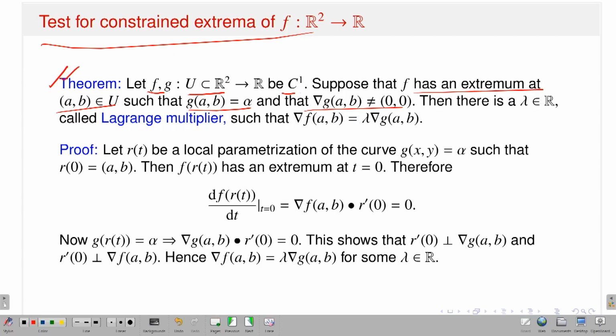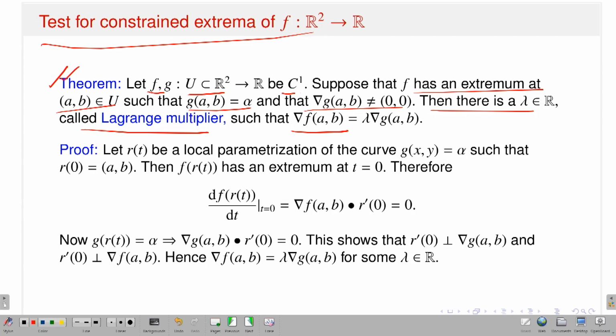So what are the assumptions I have? I have two functions f and g, they are C1, number one. f has an extremum at the point (a, b), with the assumption that the gradient of g at the point (a, b) is non-zero, and suppose g of (a, b) is alpha. Then what I am claiming is that there exists a lambda in R, which I call the Lagrange multiplier, such that the gradient of f at (a, b) is the same as lambda times the gradient of g at (a, b).